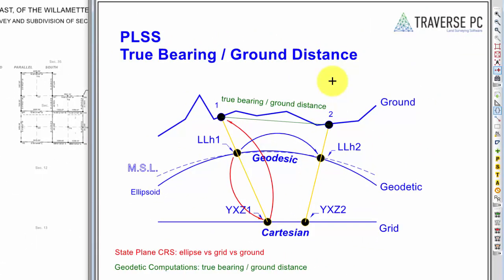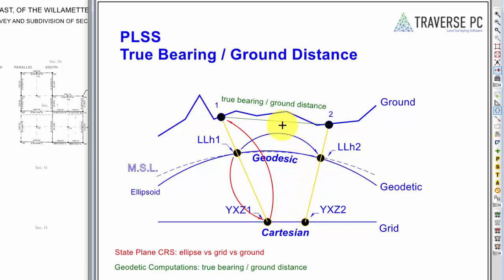So PLSS is kind of interesting in that when the system was designed back in the 18th century, we said we're going to work with true bearings and ground distance. That's how it was legislated, and that's how the GLO and the BLM have been carrying that out ever since. And I don't want us to get hung up, if you don't do public land surveys, because the important thing is this is a survey that represents working on a state plane grid and ground distance.